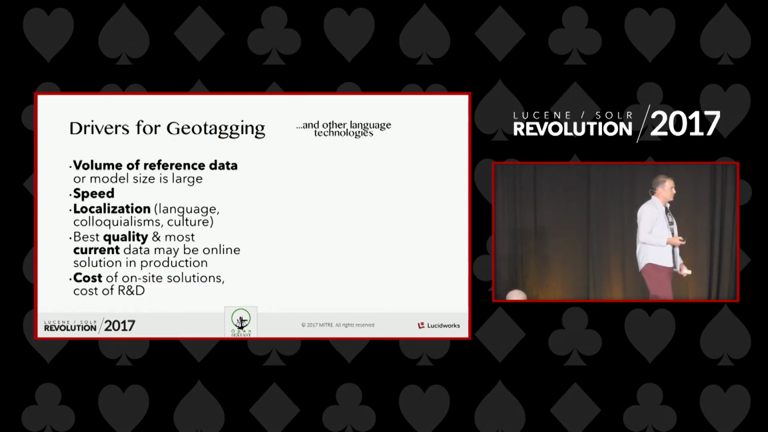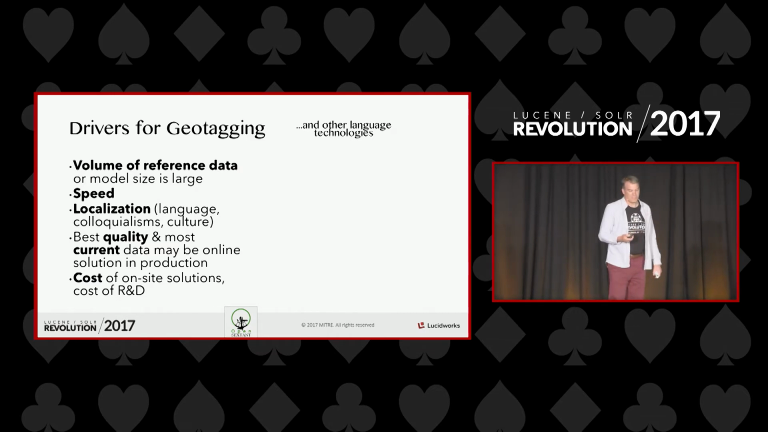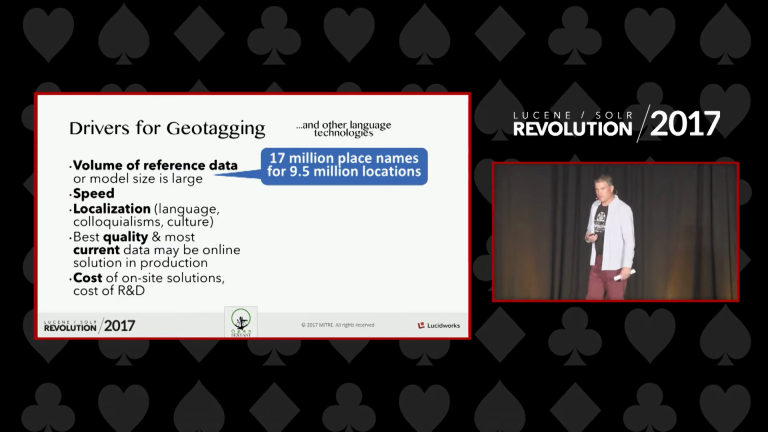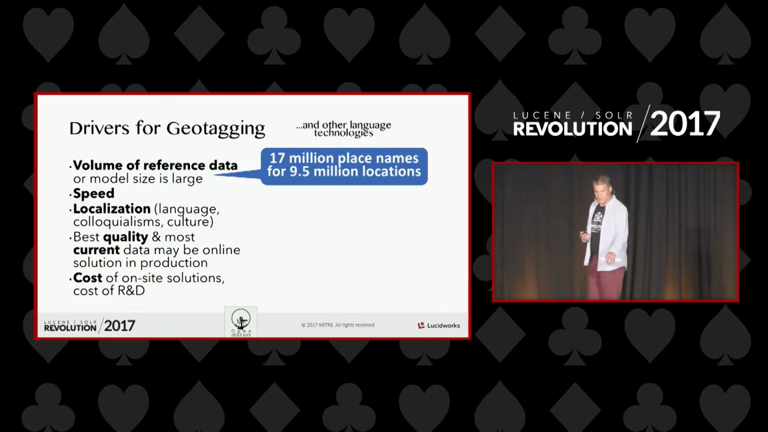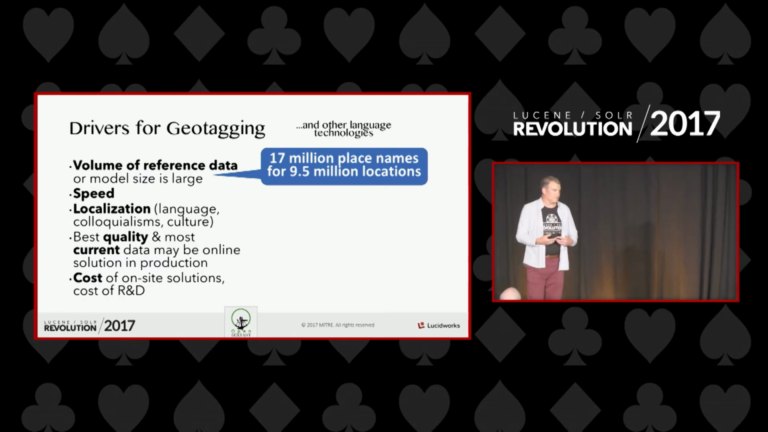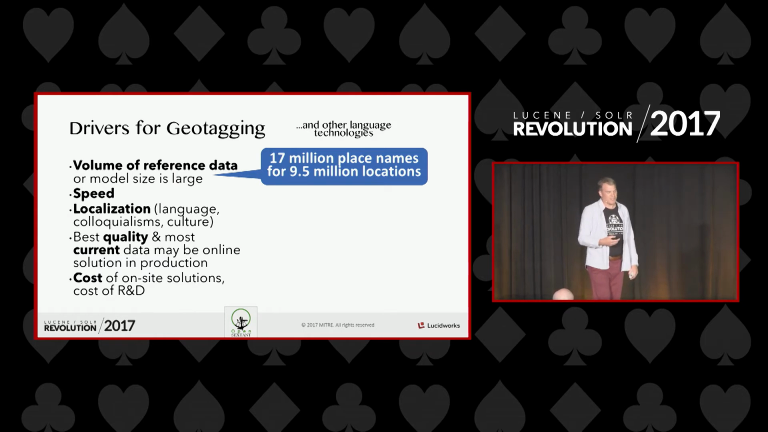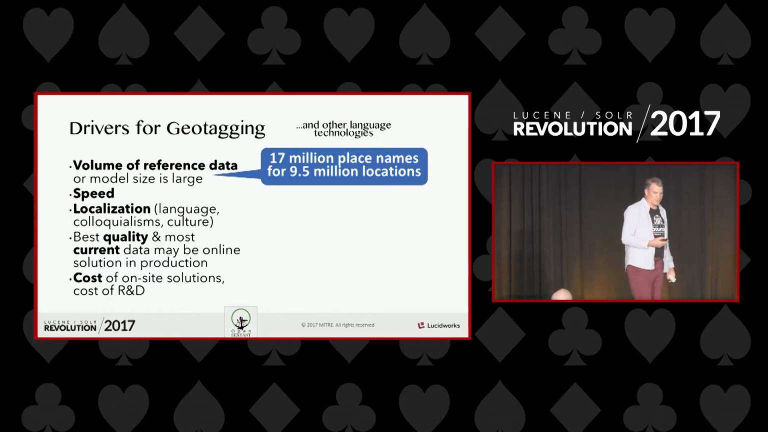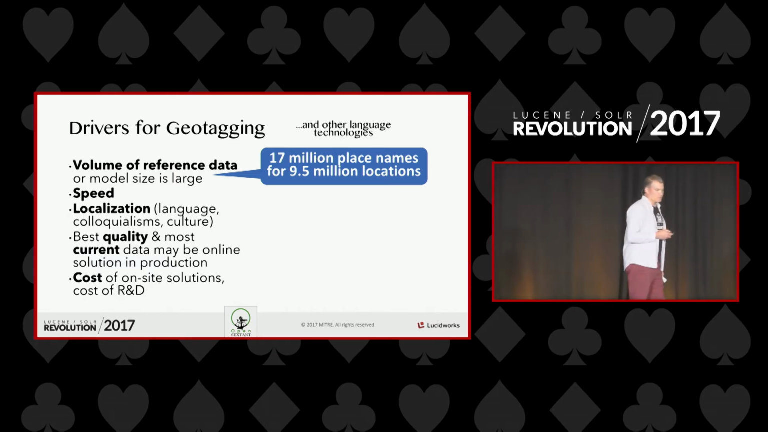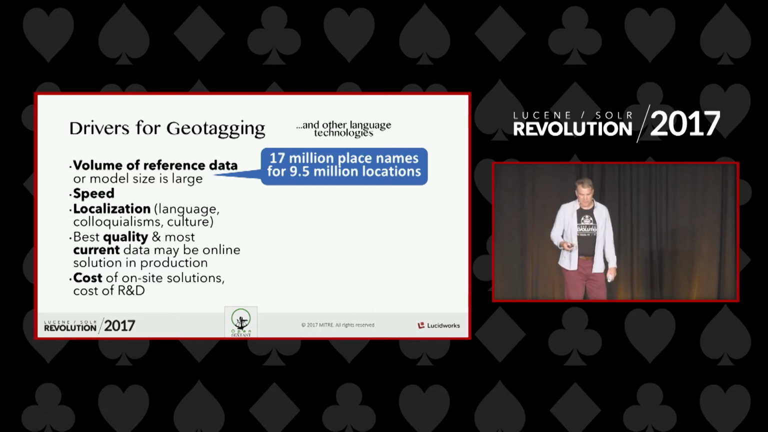So some of the drivers for geotagging here are the immense amount of reference data that you could have. As of today, we have about 17 million place names. It's actually 17.5 million place names in the catalog of geographic names. This is a gazetteer. It represents about 10 million locations around the world. And over the last 5 years since we've been working on OpenSextant, that has doubled. So I can imagine the next few years, it's only going to increase.